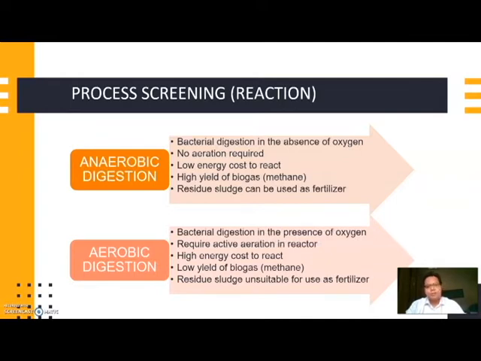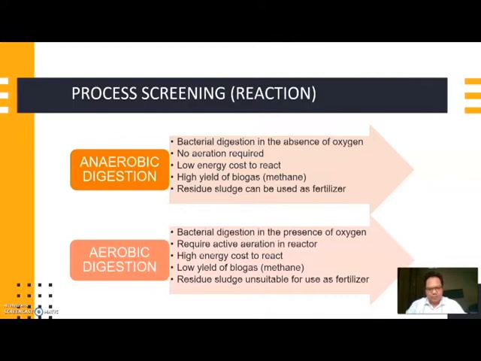As its name suggests, these two differ most on whether they react in the presence of oxygen or in the absence of oxygen. So for anaerobic digestion, there is no aeration required. It has a low energy cost to react and high yield of biogas. The residue sludge of anaerobic digestion can also be used as fertilizer because it contains all the necessary minerals required as a fertilizer.